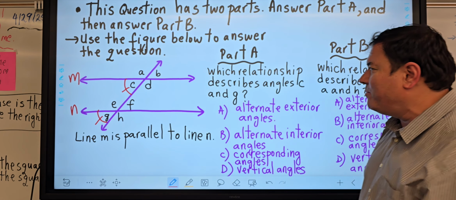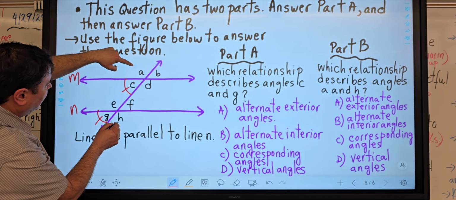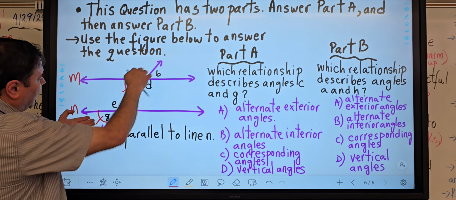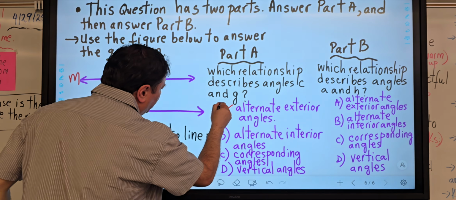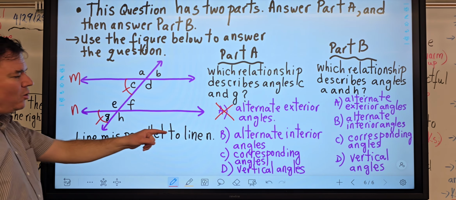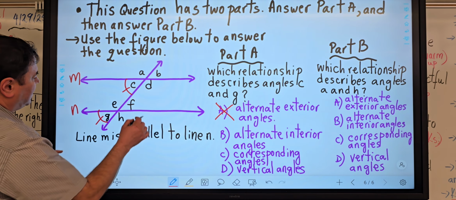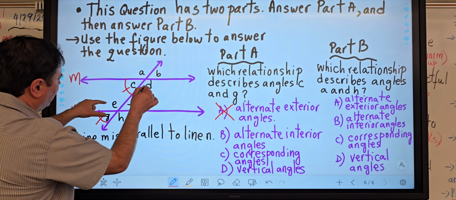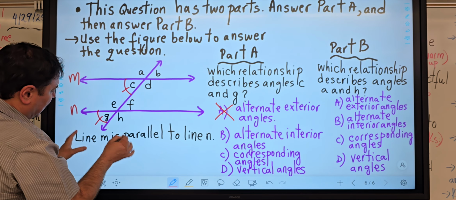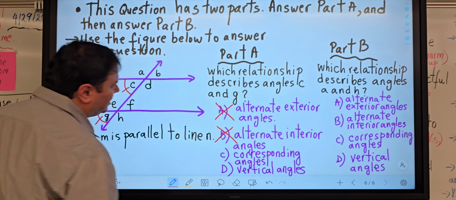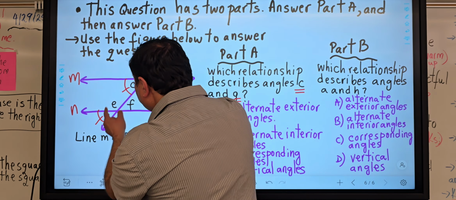Alternate exterior angles. They cannot be alternate exterior. These are alternate exterior: angle A, angle G, okay, angle B, angle G. Alternate and then exterior, they're outside of the parallel lines. So this cannot be the answer because they're not alternate exterior. Let's take a look at option D. Alternate interior angles. It cannot be either because alternate interior would be angle D and angle E, or angle C and angle F. Alternate interior, but these are not alternate interior.